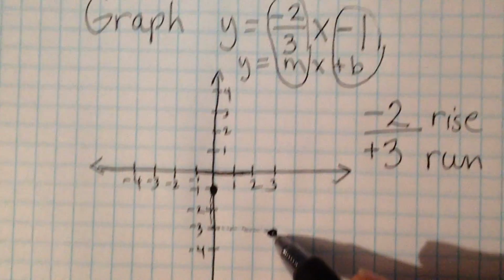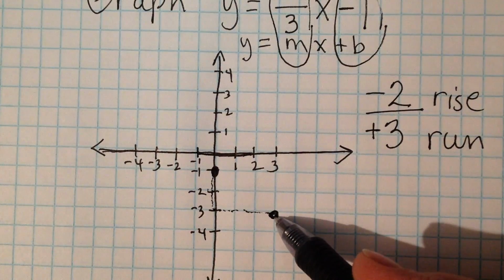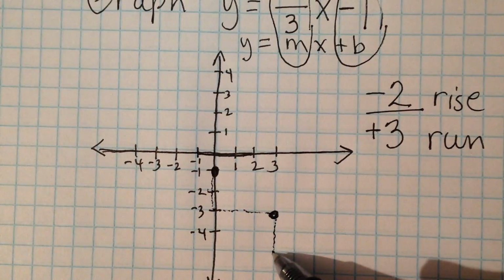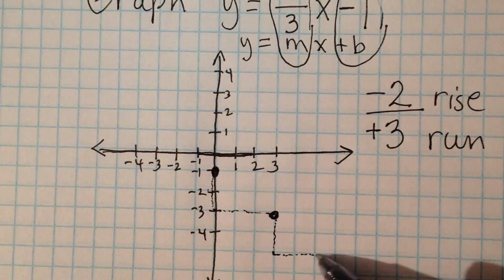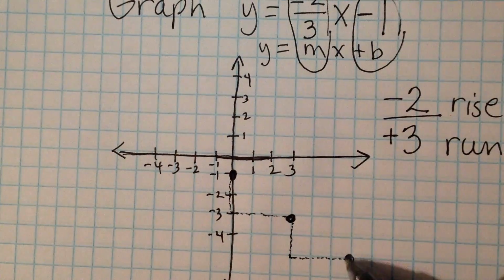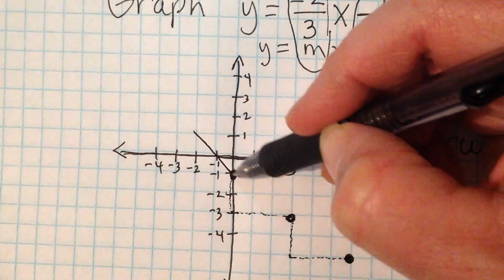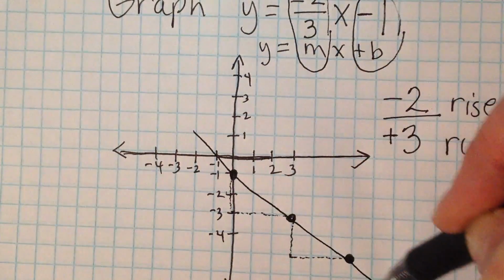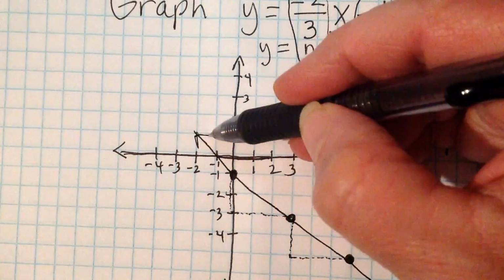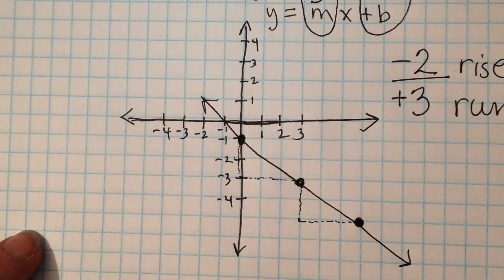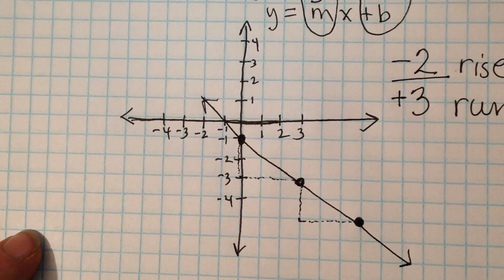Let's do that again. We can rise negative 2 again: 1, 2, and run 3: 1, 2, 3, and make a point. So you see, there's my line. It is slanting downward to the right. It does have a negative slope, like every negative slope line is supposed to.